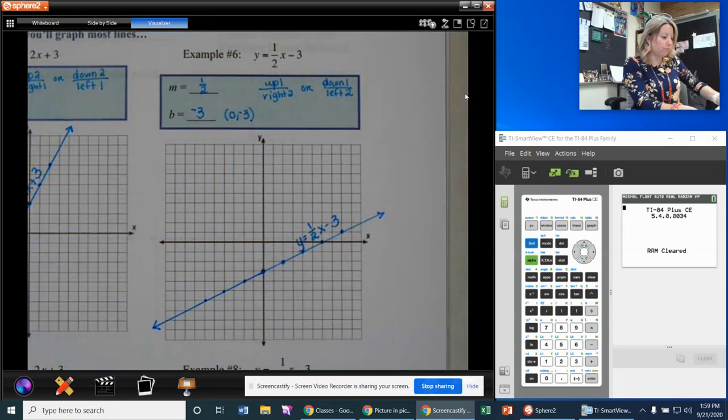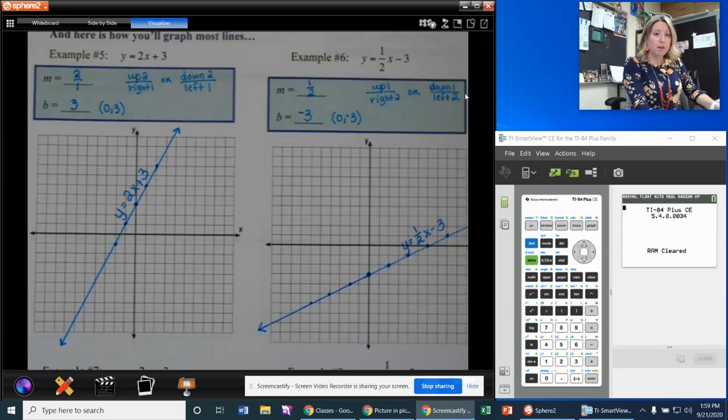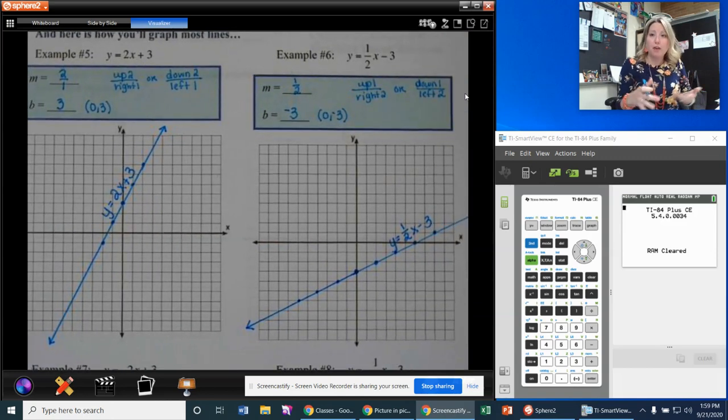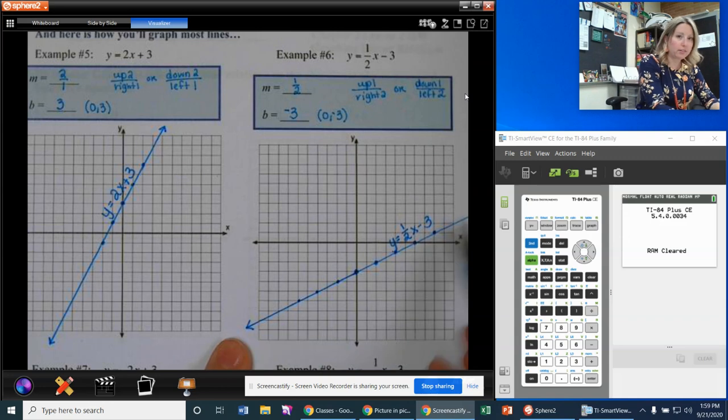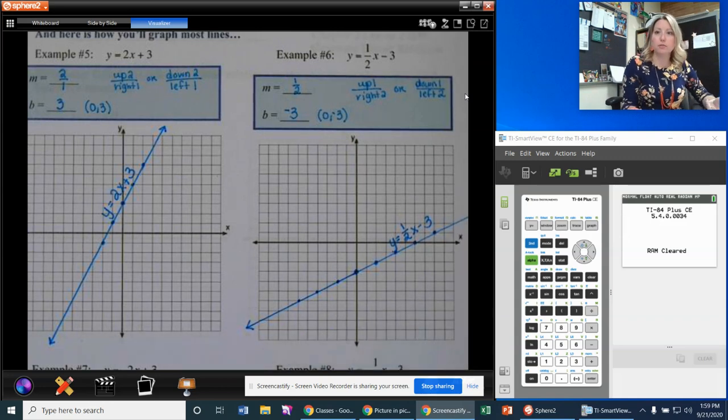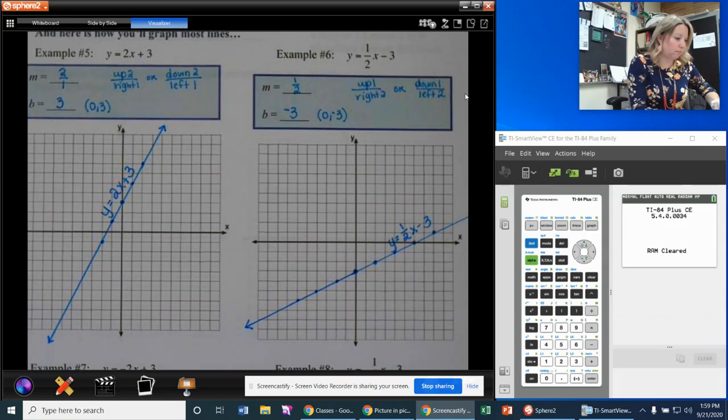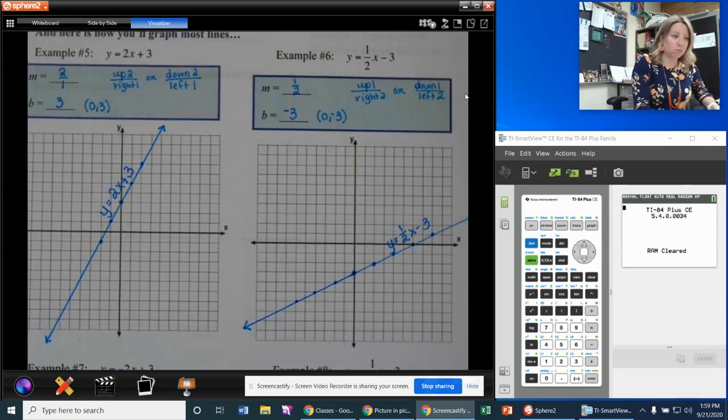All right? And again, steepness of line, the value of 2 versus the value of 1/2. 2 is a larger value than 1/2, so this slope is steeper. This slope is less steep because the value is less. And that's how slopes work too. Pause when you need to.